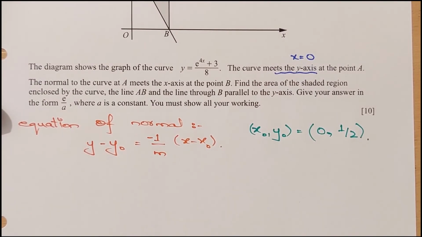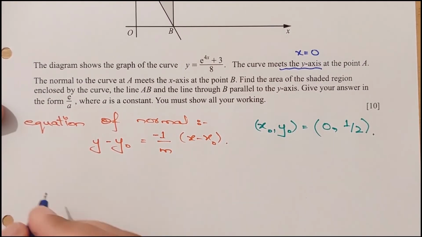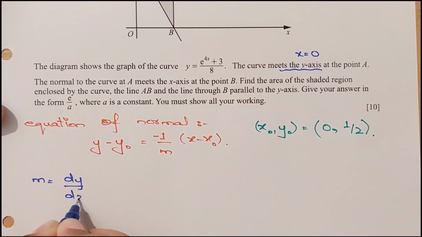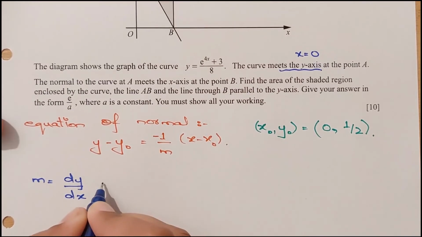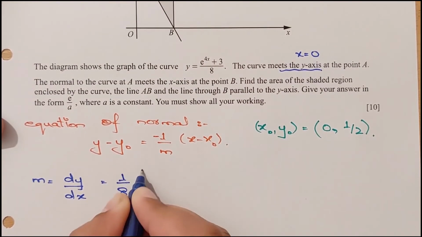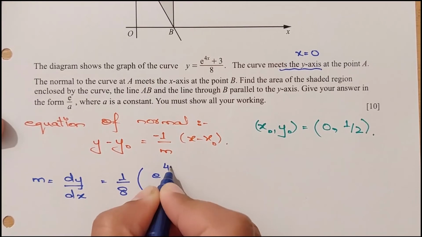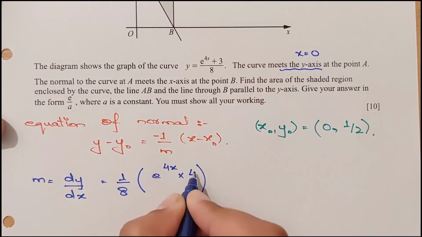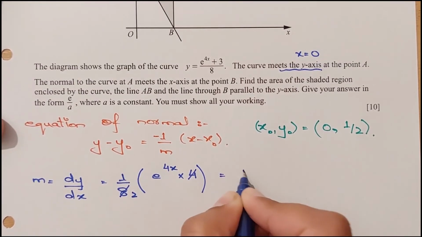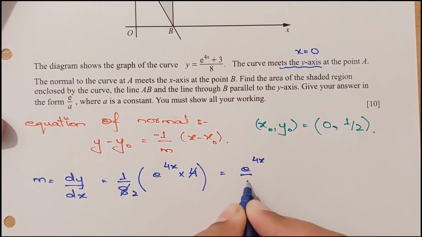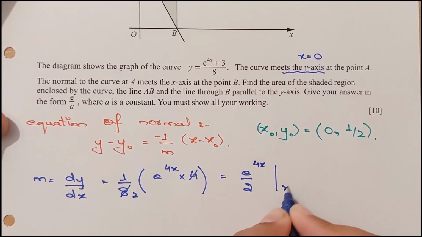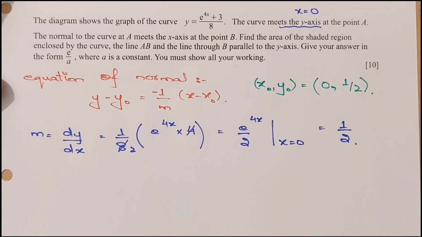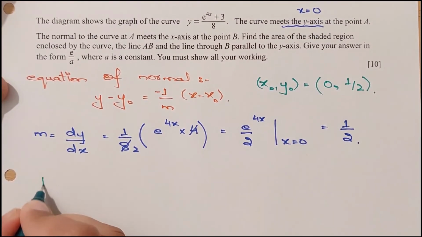So let me do the gradient first. So we have to find m. This is dy over dx, right? So this 1 by 8 is outside. The gradient of e power 4x is e power 4x times by 4, and the derivative of 3 is just 0. So 4 times 1 over 8 is 1 over 2, so e power 4x divided by 2. So at x equal to 0, e power 0 is 1, so this is 1 by 2, right? So now we have the equation of the normal.